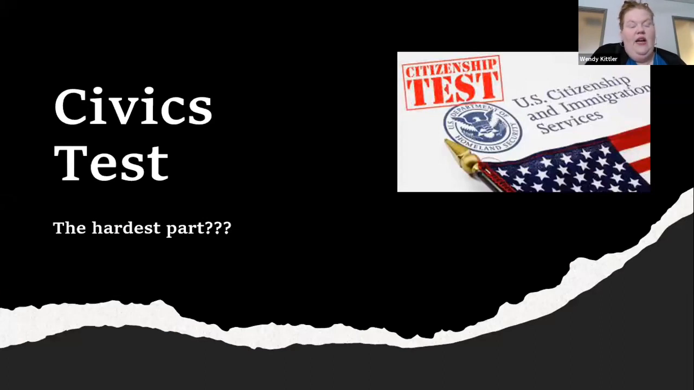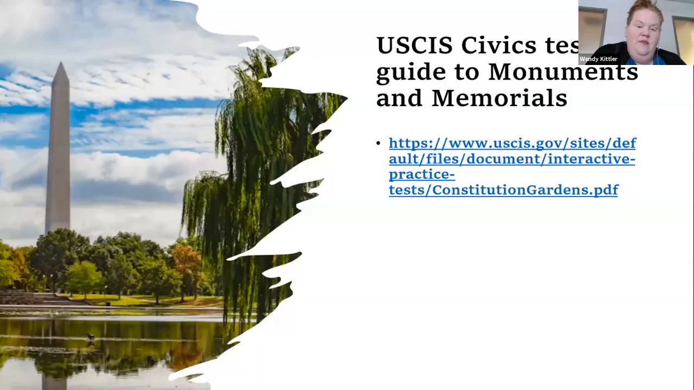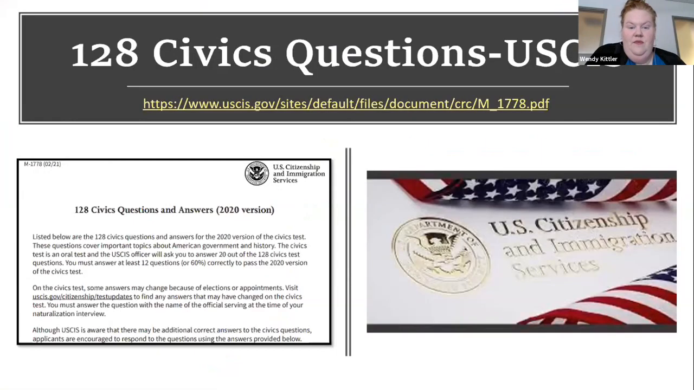Like we said, this is going back a little bit to what we were talking about earlier. So, do you think the civics test is the hardest part? Well, they do provide help for the civics test. This is the USCIS link to the Guide to Monuments and Memorials. This is a link to the 128 civics questions. So yes, there are questions that you can prepare the students for the civics test.